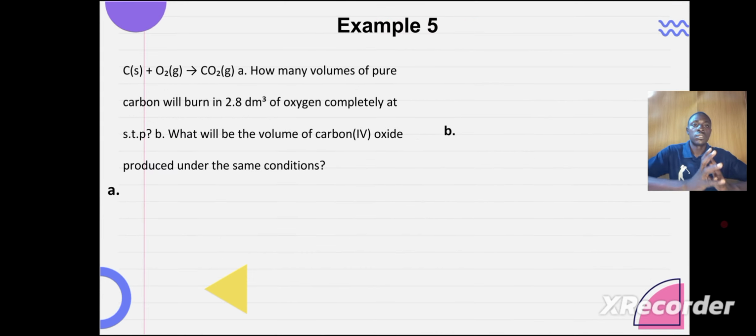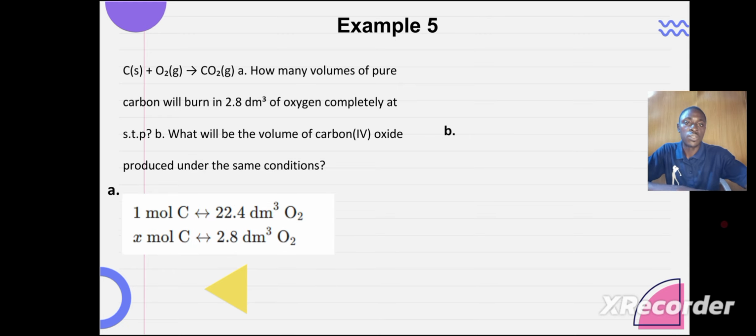Okay, let's look at this question together. There's an equation: carbon plus oxygen will give you carbon dioxide, right? How many volumes of pure carbon will burn in 2.8 dm cube of oxygen completely at STP? What will be the volume of carbon dioxide produced under the same conditions? So you will see now that equivalent statements will come in handy in solving questions like this. So how many volumes of pure carbon will burn in 2.8 dm cube?